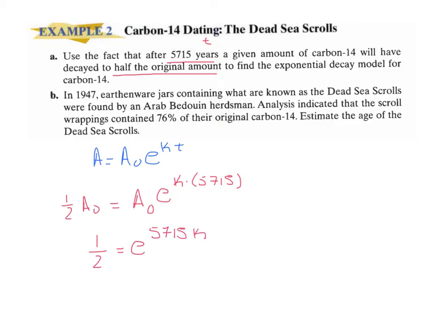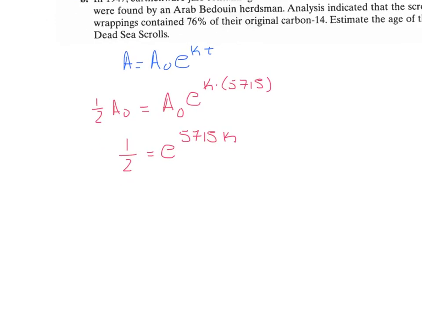And I can solve for k, just like I did before. What's the inverse of e? ln. So let's introduce ln to both sides. And we're left with 5,715k equals ln of a half. What do I do to both sides now? Divide by 5,715.